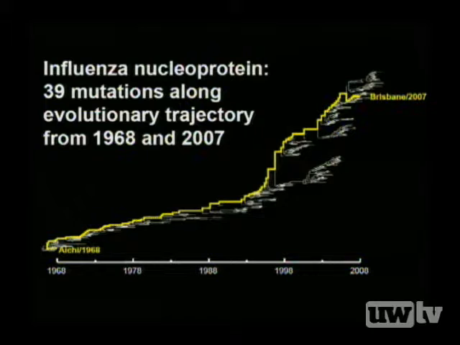So you can see that there's a trunk to this phylogenetic tree, and we can trace along that trunk from a particular virus isolate from 1968, the Aichi 1968 nucleoprotein, to a more recent virus, the Brisbane 2007 virus. And when we trace along there, that corresponds to some particular sequence of mutations that occurred along this line of descent.